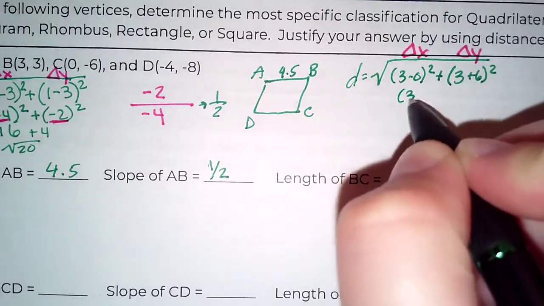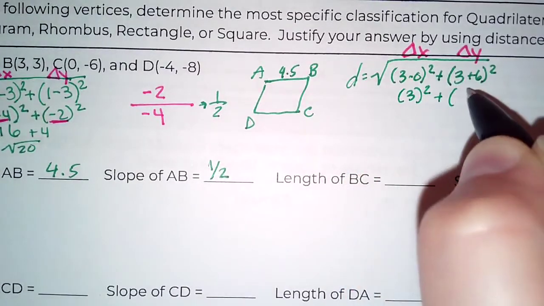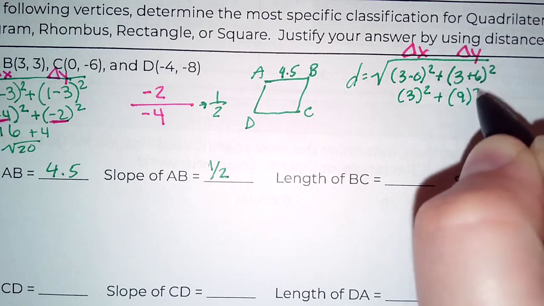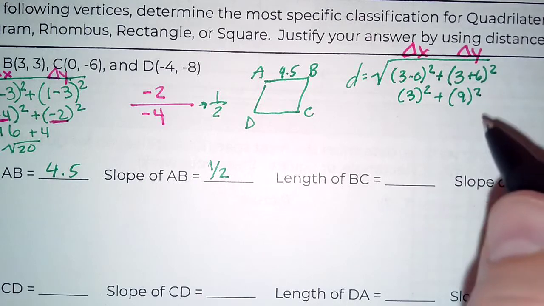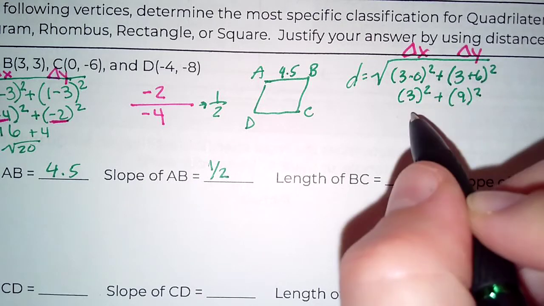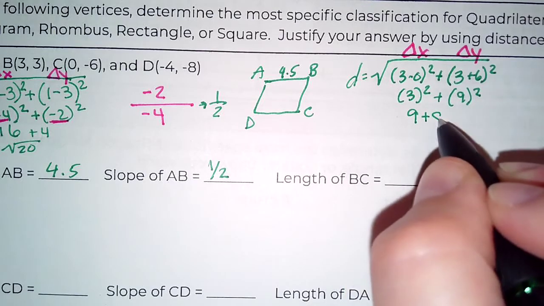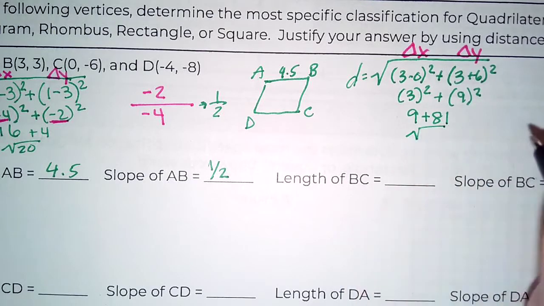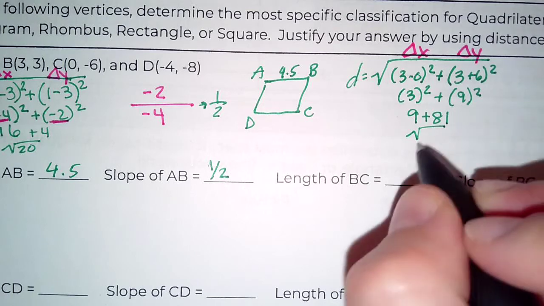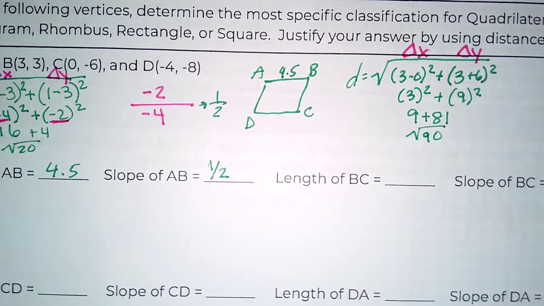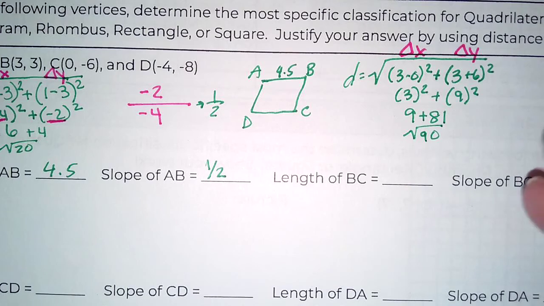3 minus 0 is 3 squared, plus 3 plus 6 is 9 squared. 3 squared is 9 plus 9 squared is 81. So the square root of 90. What do we get? 9.5.